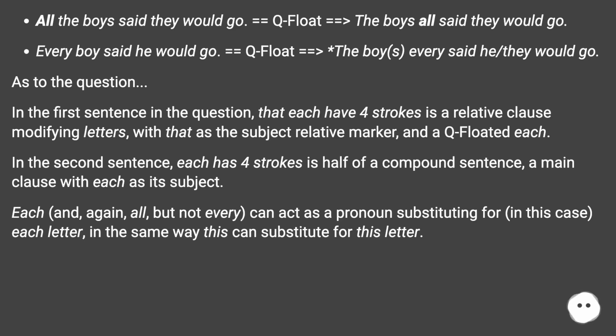As to the question, in the first sentence in the question, that each have 4 strokes is a relative clause modifying letters, with that as the subject relative marker, and a Q-floated each. In the second sentence, each has 4 strokes is half of a compound sentence, a main clause with each as its subject. Each, and, again, all, but not every, can act as a pronoun substituting for, in this case, each letter, in the same way this can substitute for this letter.